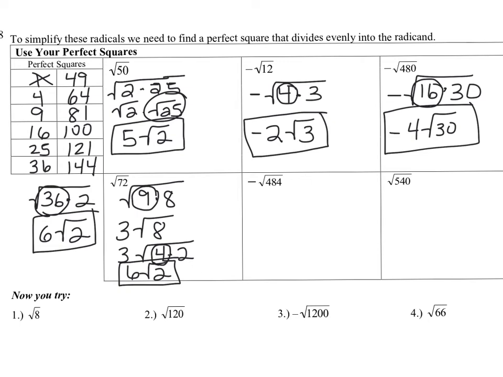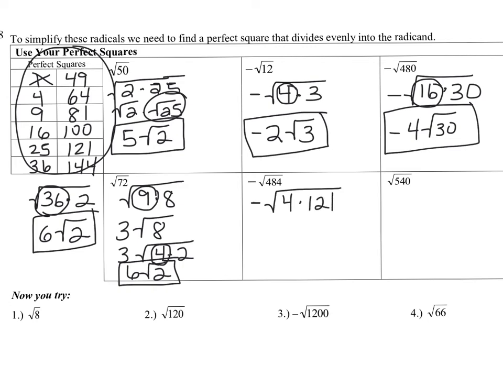So for this one, you probably found you could have found 2 different perfect squares. 4 goes into 484 evenly, and so does 121. Reminder, we're looking at these set of numbers, right? I don't care if anything else goes into it. I am looking for perfect squares. Now, if you started with 4, you would have the negative square root of 4 times 121.